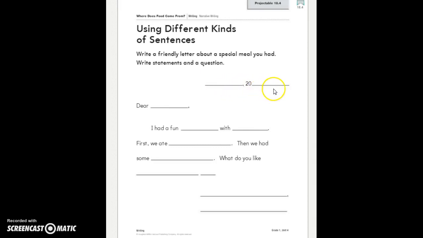Here we have lots of blank lines. I would write today's date on the first line with the year. Dear, and then the person I'm writing to. So if it's a letter about a meal that I had with someone, it might be Dear and then the person who I had a meal with.